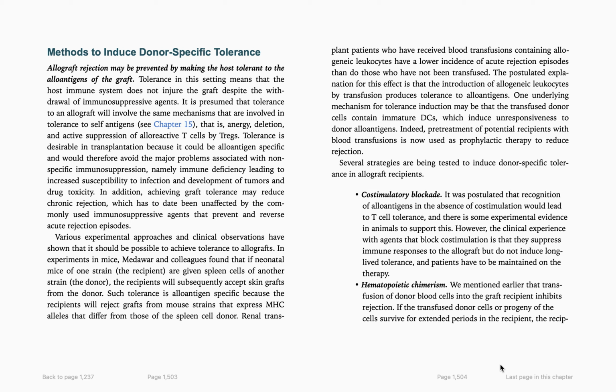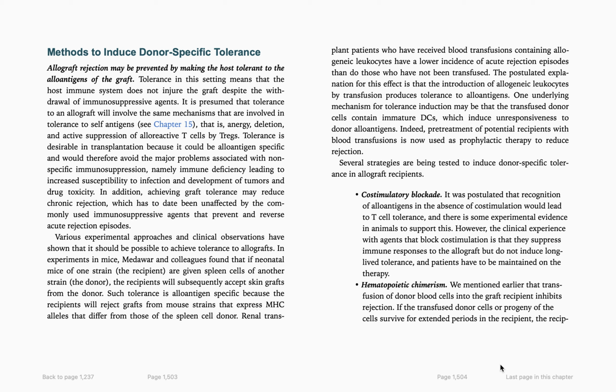Several strategies are being tested to induce donor-specific tolerance in allograft recipients. Costimulatory blockade. It was postulated that recognition of alloantigens in the absence of costimulation will lead to T cell tolerance, and there is some experimental evidence in animals to support this. However, the clinical experience with agents that block costimulation is that they suppress the immune response to the allograft but do not induce long-lived tolerance, and the patients have to be maintained on therapy.